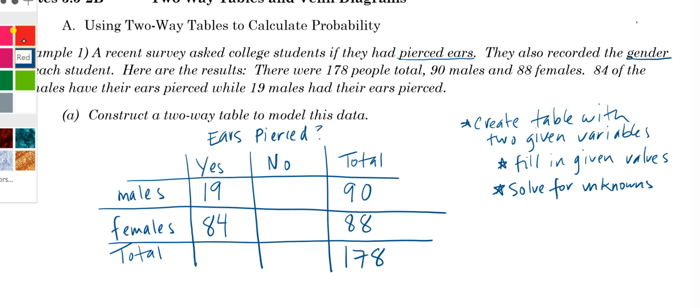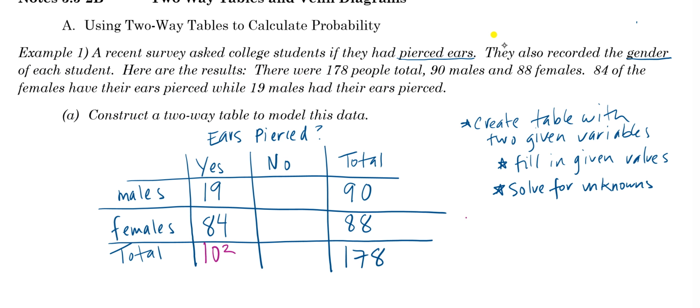So everything they've given me so far is given. It's done. So now I'm going to write in the things that are not given, but that I can find. For example, I can find the total number of people who do have their ears pierced, which if I add these together, I should get 103.